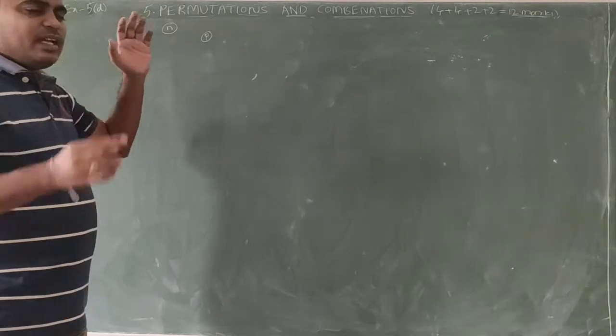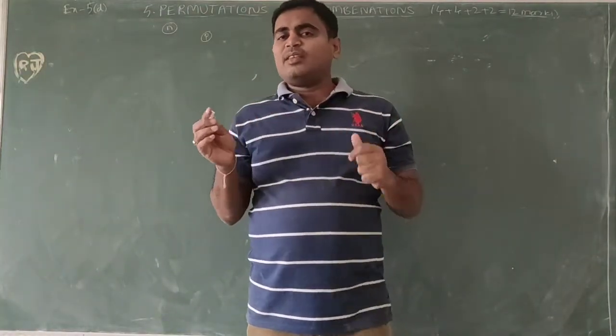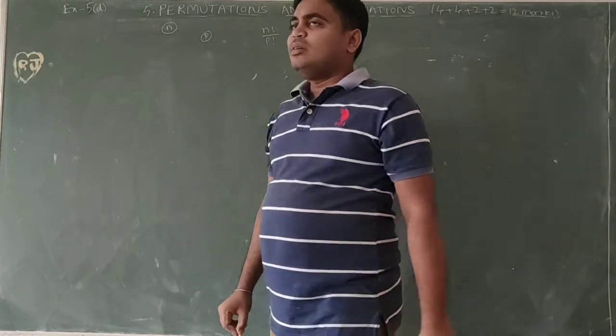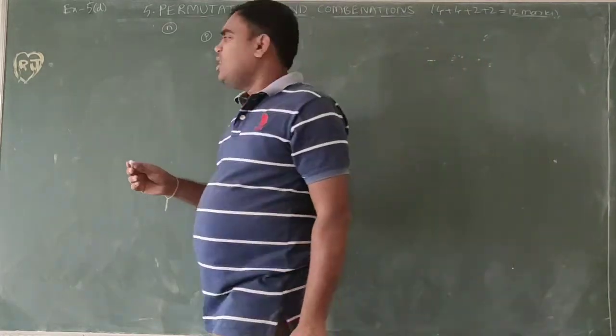Total n things. In n things, p things are same. Then the number of ways of arranging is n factorial by p factorial. So the number of ways of arrangements is equal to n factorial by p factorial.